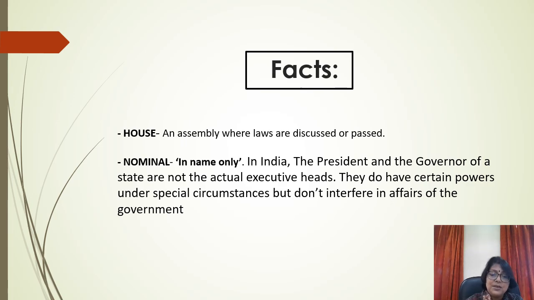The states which have bicameral assemblies have one known as Vidhan Sabha and the other known as Vidhan Parishad. I also use the term nominal for the president and governor. Nominal means in name only. In India, the president and governor do not have actual executive powers. These powers are enjoyed by the prime minister and the council of ministers at the national level, and the chief minister and the council of ministers at the state level. President and governor have only signing authority.